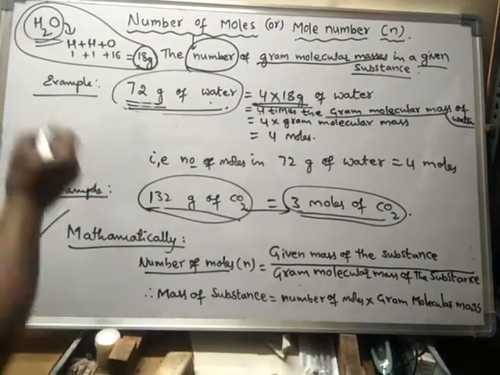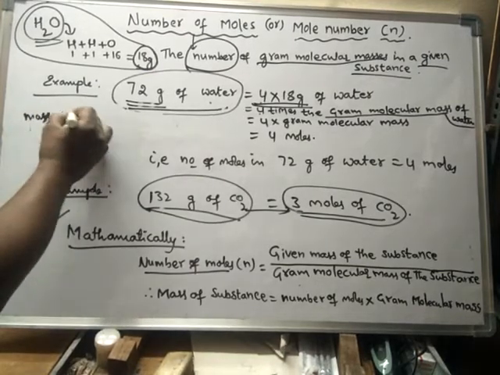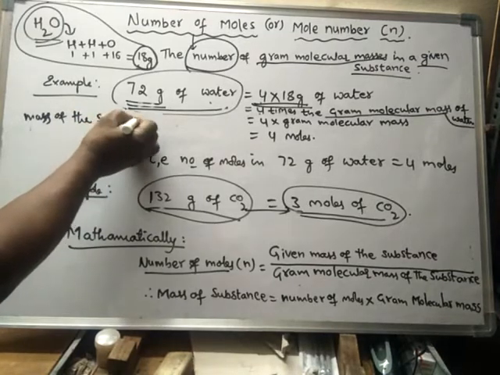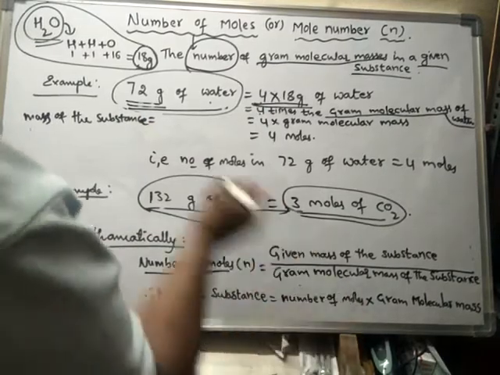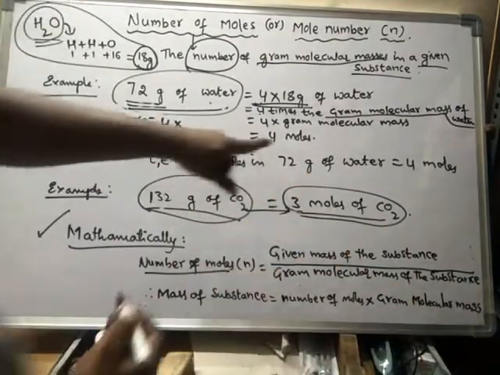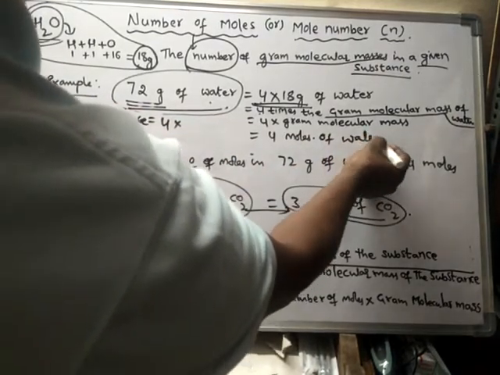The mass of the substance we don't know, let us assume we don't know. The number of moles is 4. So the mass is number of moles into gram molecular mass. So 4 moles of water. So here it is what? It is water. So 4 moles of water.